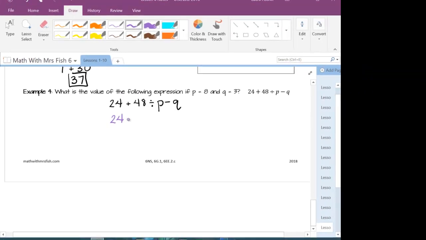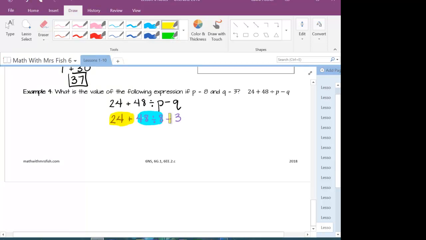24 plus 48 divided by, what was p? It was 8, minus q, what was q? 3. And I'm going to grab my blue highlighter, start swirling around that division sign, and swirl around so that the numbers get sucked into that little blue whirlpool. And then go back and do the adding and subtracting with the yellow.